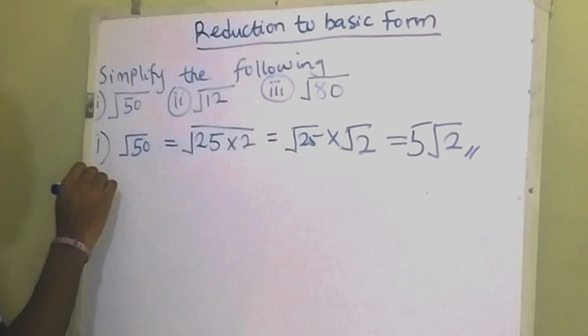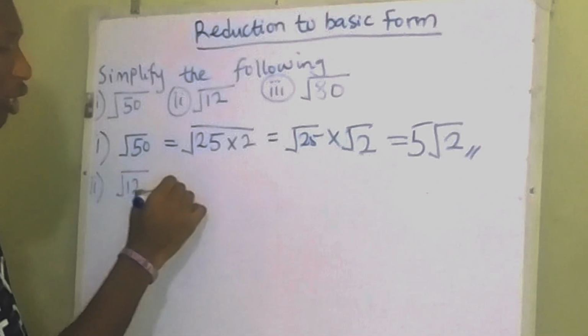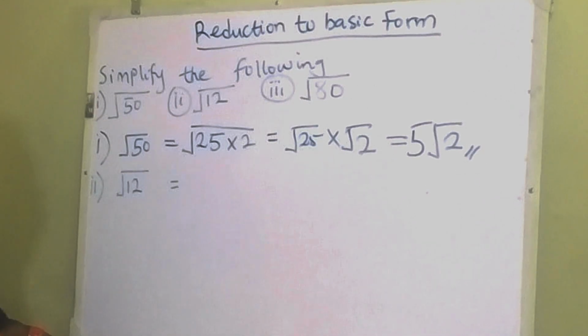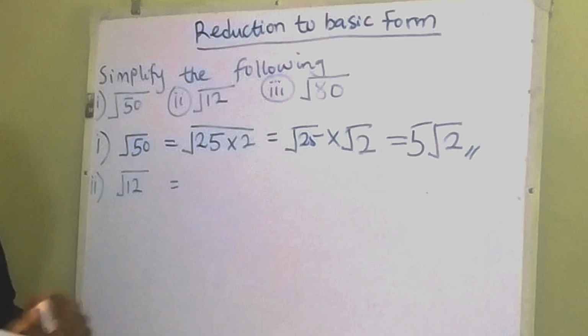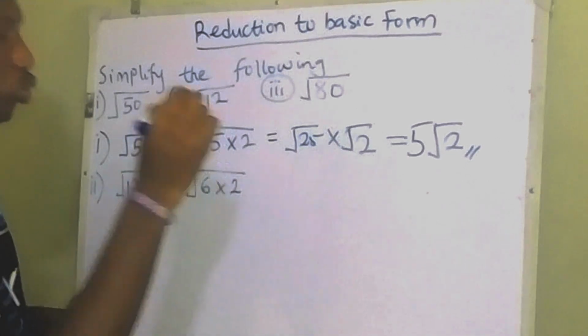The second question asks us to simplify square root of 12. Now, what is square root of 12? The first factor is 1, obviously. The second one will be 2. 2 is a factor. And since 2 is a factor, we can say square root of 6 times 2.